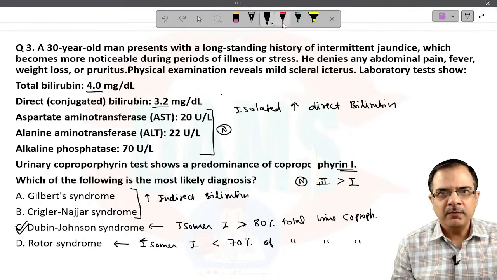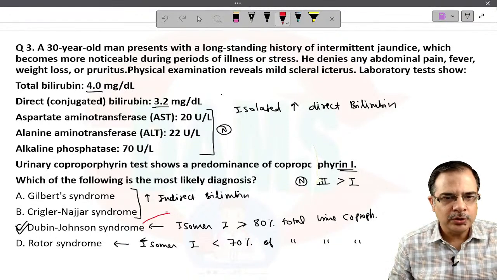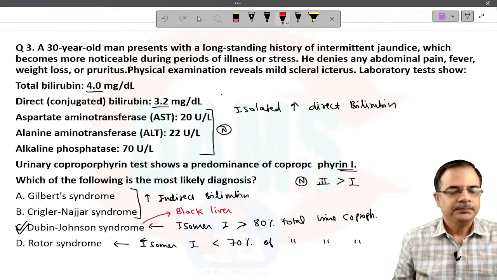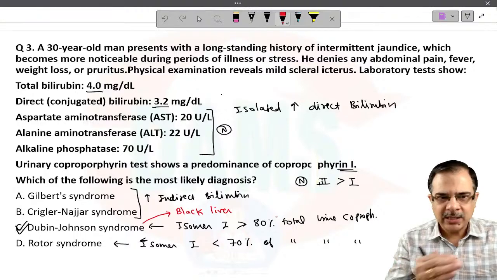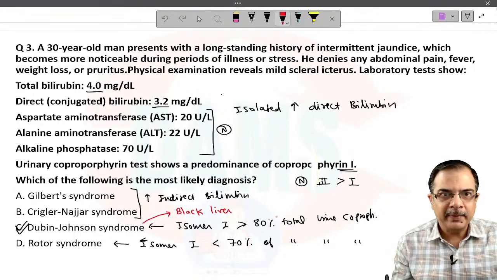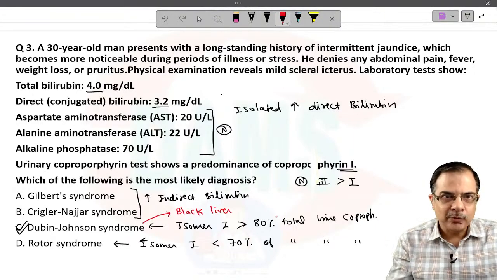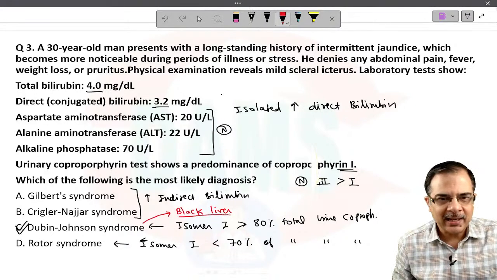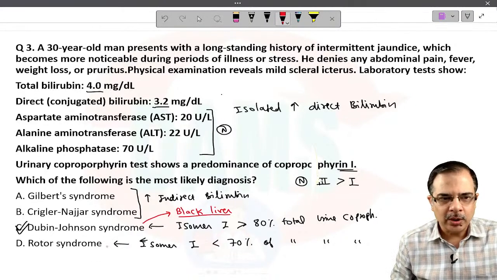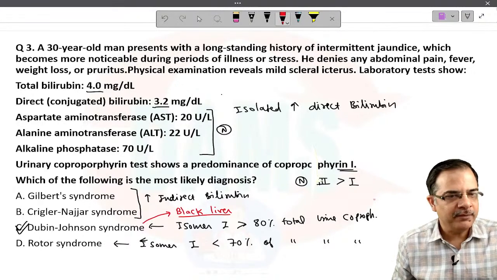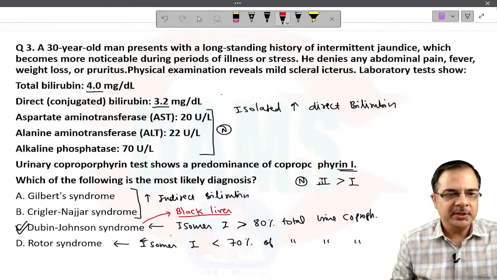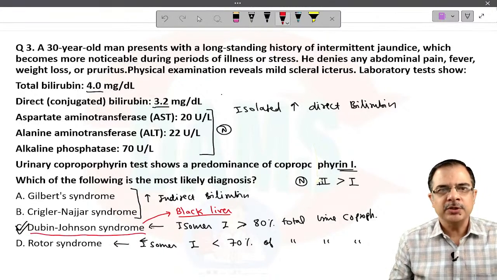Another feature of Dubin-Johnson syndrome is that it is also known as black liver, because epinephrine metabolites are excreted by the MRP2, which is deficient in Dubin-Johnson syndrome. So MRP2 excretes epinephrine metabolites, so they will accumulate in the liver, and those metabolites are black in color. So it is known as black liver. As such, no deposits or pigments are seen in Rotor syndrome. So this will go in favor of Dubin-Johnson syndrome.